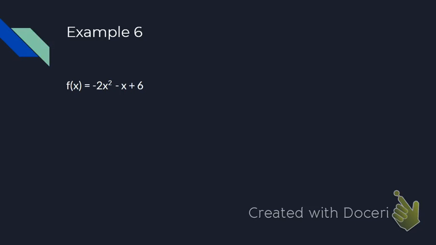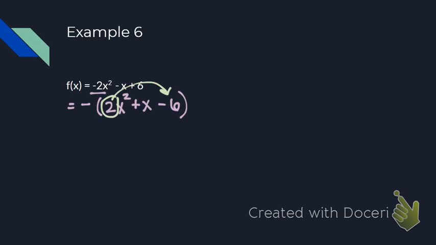Okay, and last example for this video. This time I have a leading coefficient that's negative. I do not want it to be negative, so the first thing I'm going to do is factor a negative out of everything. So I'm going to have positive 2x squared plus x minus 6. And then we're going to treat it just like we did the 3 we factored out on example 5. I'm going to leave it at the front and ignore it for a second. And I'm going to factor what's in parentheses.